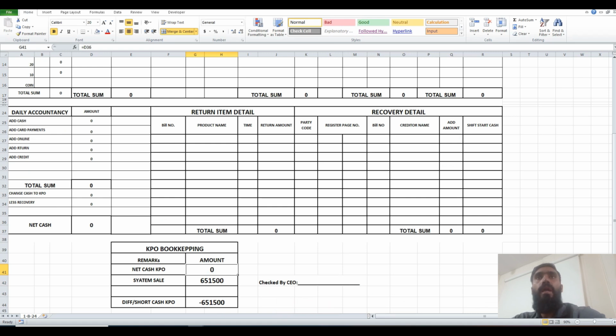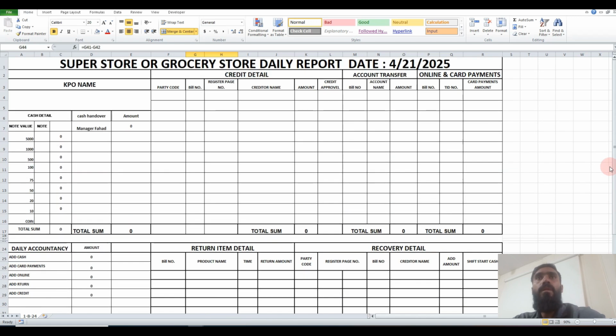Now it's negative sale. Let's add the cash detail first. 75, 64, 15, 24, 0, 150, 215, 184.